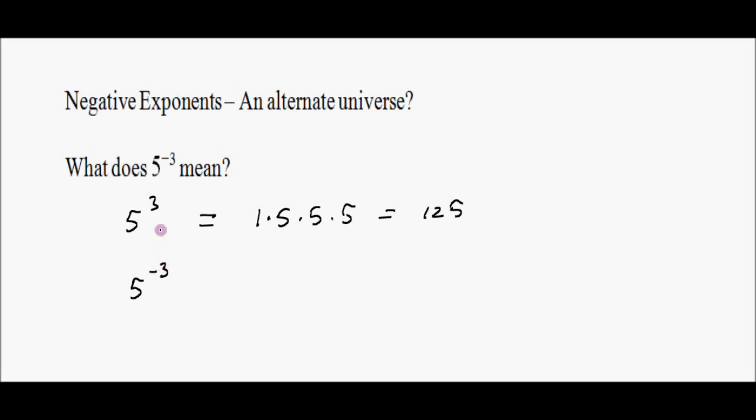Since a negative 3 is the opposite of a positive 3, it's an opposite sign. Since these are opposite signs, what's the opposite operation for multiplication? Well, that would be division. So instead of multiplying 5 by itself 3 times, we're going to divide 5 3 times. 1 divided by 5, divided by 5, divided by 5.